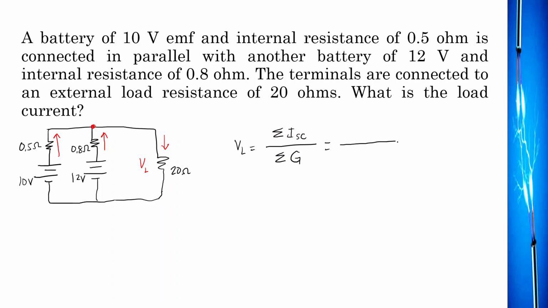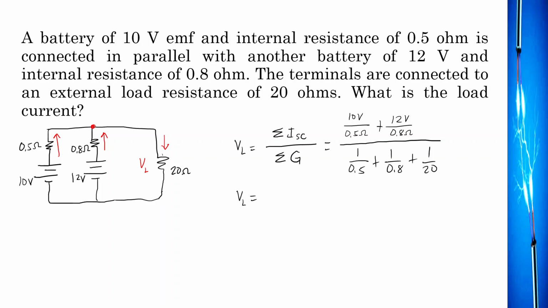Looking at each branch, for the 10 volts, if I short the second and third branches, the short circuit current is 10 volts divided by 0.5. The same goes with 12 volts divided by 0.8. Since the 20 ohms has no supply, even if I short the others, I get no short circuit current for it. For the conductance, 1 over 0.5 plus 1 over 0.8 plus 1 over 20. Then we can get the Millman's voltage. I think it's easier to do it this way for this kind of problem.